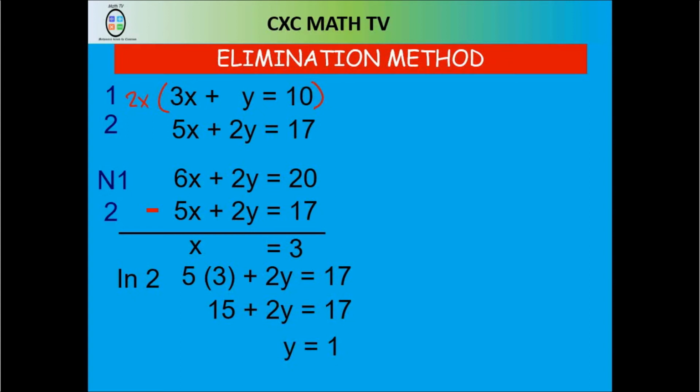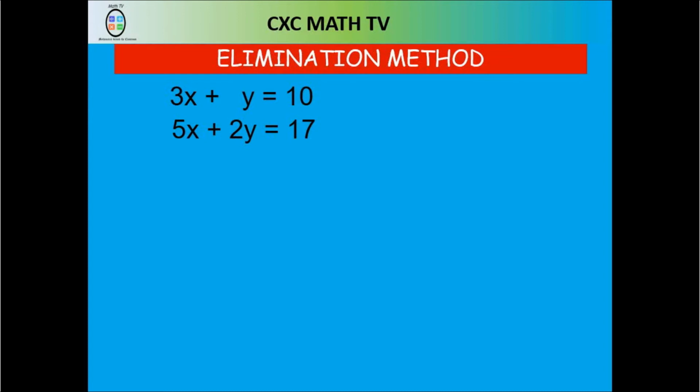And so in that case, y has to be 1, because we know 15 plus 2 is 17. So in that case, we get to our answer that x is equal to 3 and y is equal to 1. And that's the hardest the question can come with elimination method.